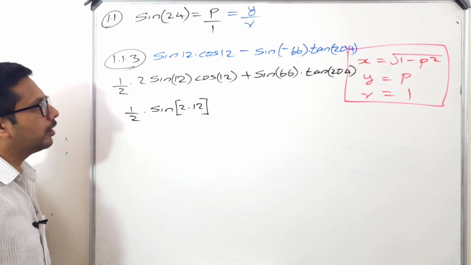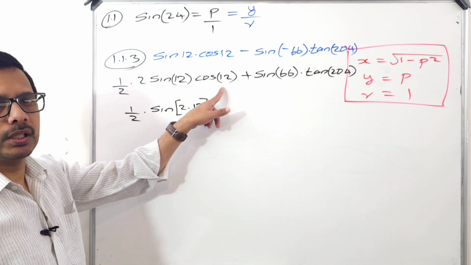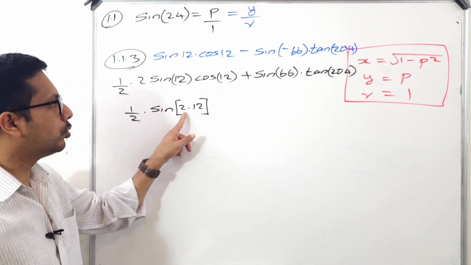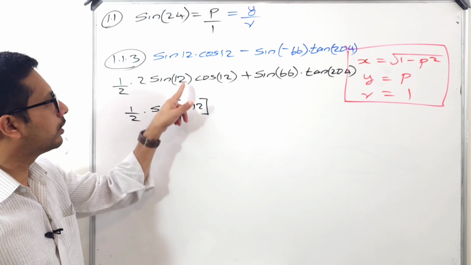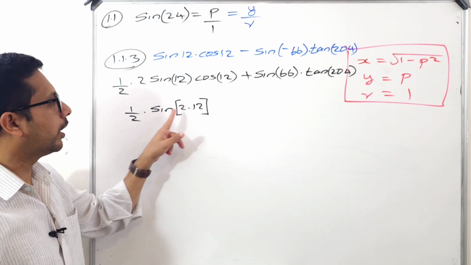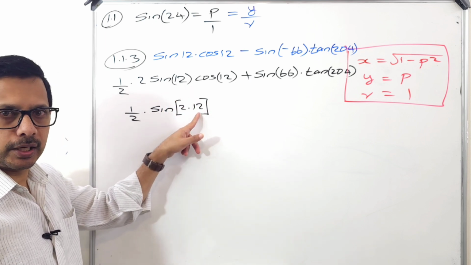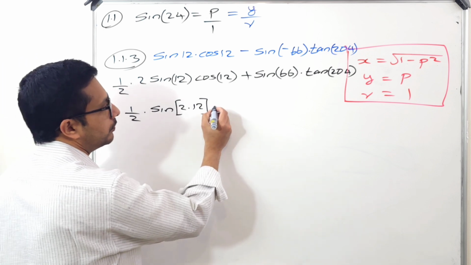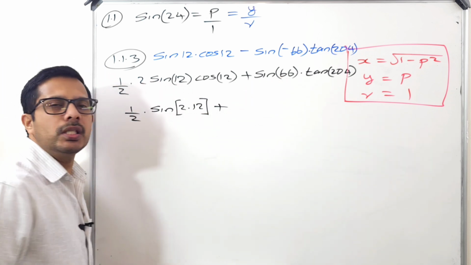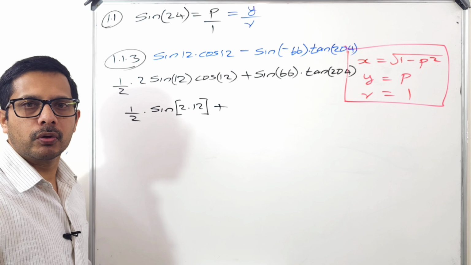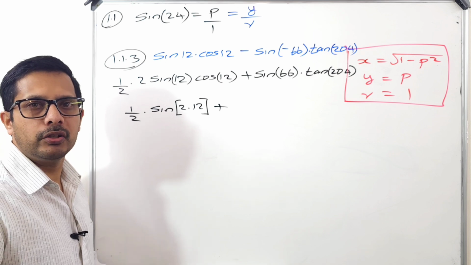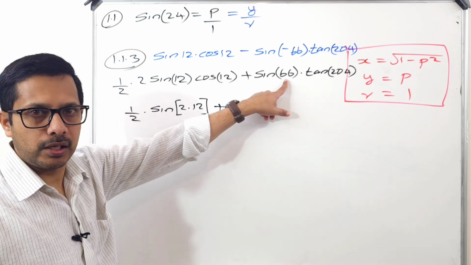Am I right? Okay. 2 sine theta cos theta is sine 2 theta. So here theta is 24, so it is sine 2 times 24, the double angle. Plus now sine 66. How can I write it in terms of 24? Yeah, 66 is 90 minus 24.